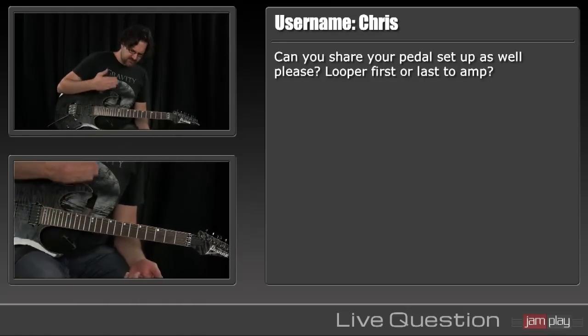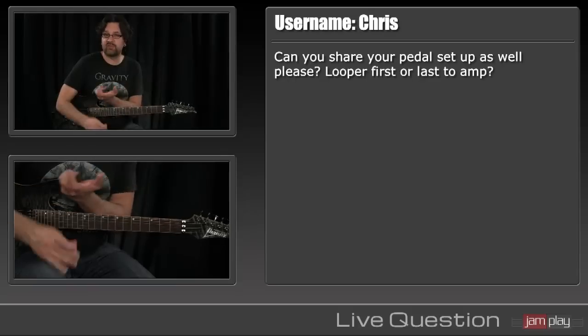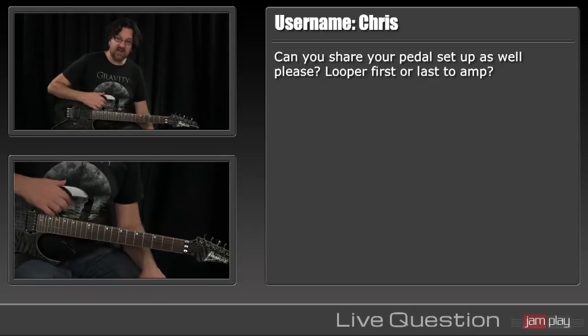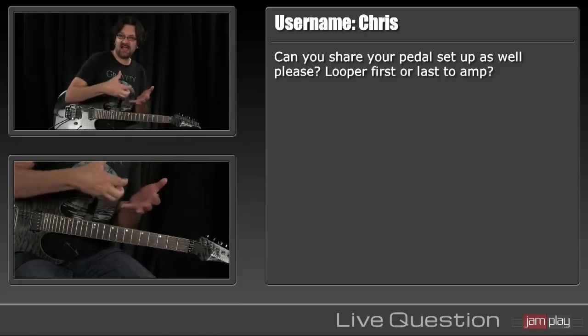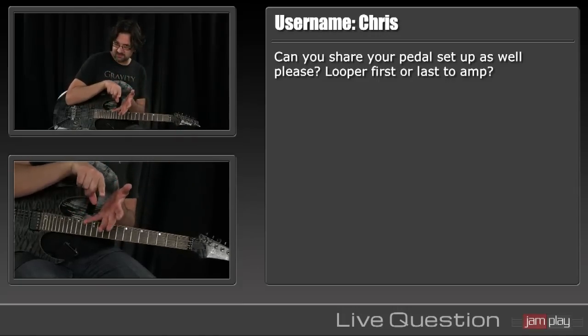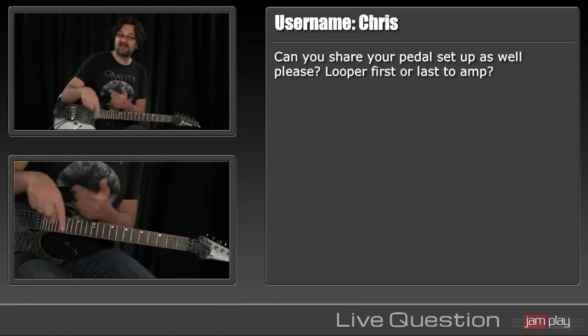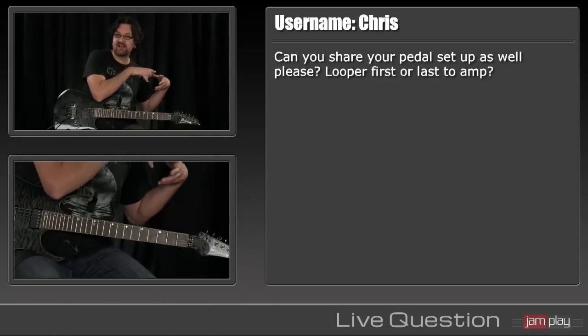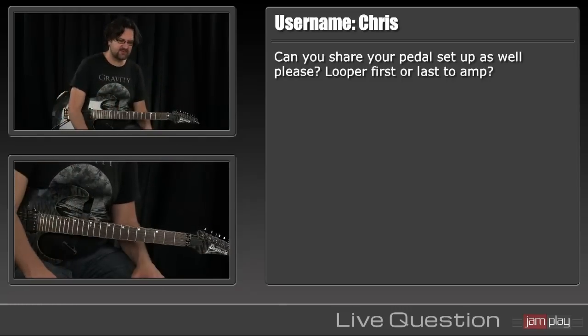If I wanted to go from a clean sound like this, and on top of it improvise with the distortion pedal, what I have to do is put the distortion before the loop. Anything after that loop, anything that's coming out of the loop, is going to be affected by the loop. Anything before is not going to be affected. Hope that makes sense. So that's the setup for this.